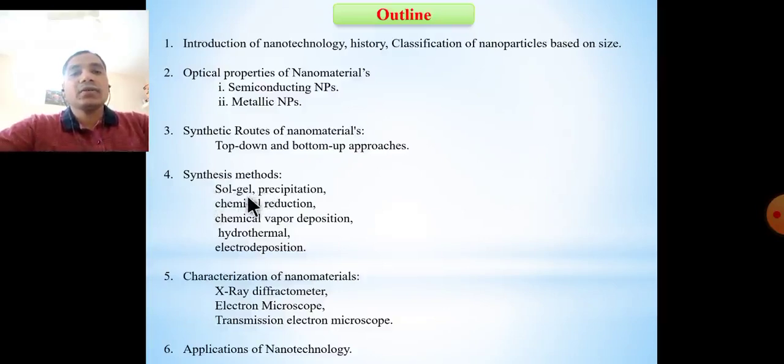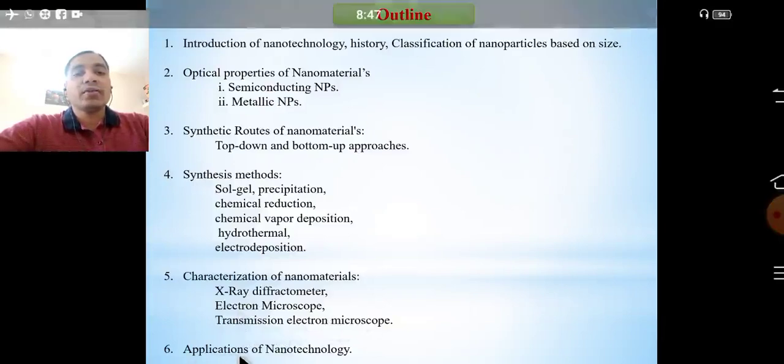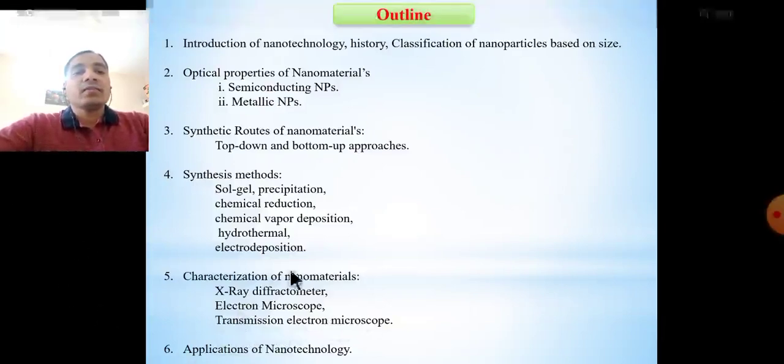The synthesis methods are the Sol-Gel method, precipitation method, chemical reduction, chemical vapor deposition, hydrothermal and electrodeposition. Fifth point, characterization of nanomaterials: X-ray diffractometer and electron microscope. In electron microscope, there are two methods, scanning electron microscope and transmission electron microscope. And last is the application of nanotechnology.